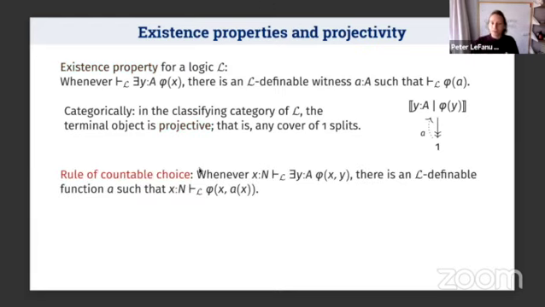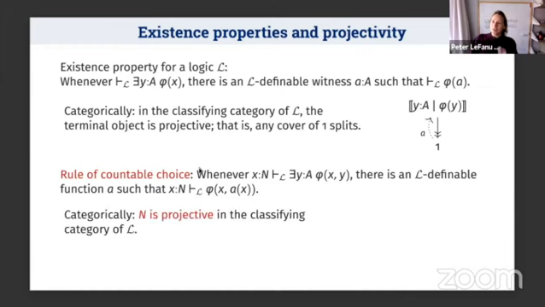We can, and one thing we often do is what could be called the rule of countable choice. It's the existence property in the context of a single variable of natural number type, saying that whenever you've got some object with a property depending on a natural number, and you can prove that for each natural number something exists, then again there should be a definable function on natural numbers picking out witnesses. And again, categorically this corresponds to projectivity, except now instead of saying that covers of the terminal object split, it's saying that covers of the natural numbers object in some classifying category split.